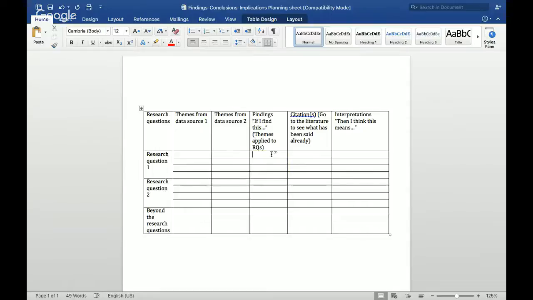The other important thing to remember is your findings really combine themes from data source one and themes from data source two. It may be that the themes don't line up. It may be that you have to talk about the themes from data source one separately from the themes from data source two. But it may be that they actually do line up and they are speaking to each other. That's another thing that you're going to have to consider.